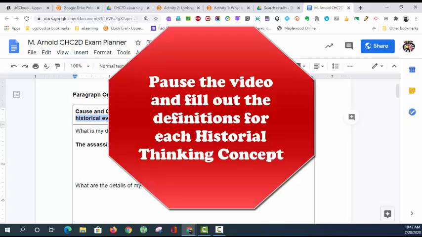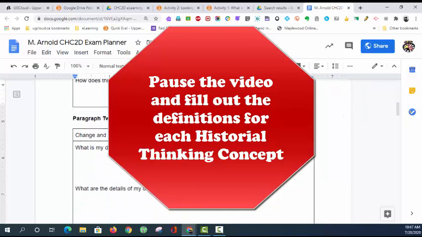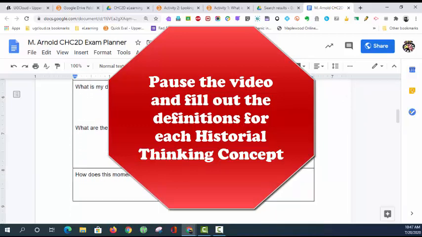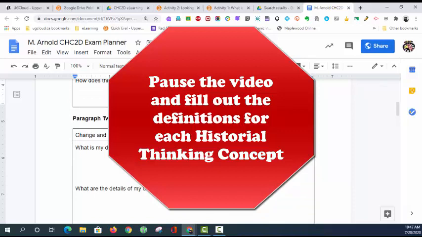Excellent. Take the time now to pause the video and enter the definitions for each other historical thinking concept on this planner. There are 4 historical thinking concepts on the planner. You need to find the definition for each one. Pause the video and enter your definitions on the copy of the exam planner that you have made.